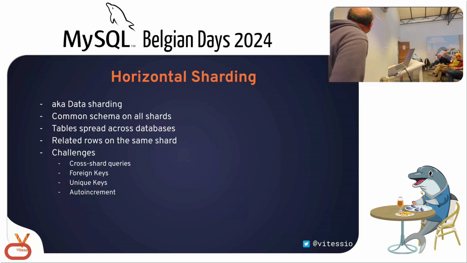So in horizontal sharding, you have a common schema on all the shards. That means the tables are actually spread across the databases, so each database will only have a subset of the rows. You typically want to put the related rows on the same shard to minimize join costs.